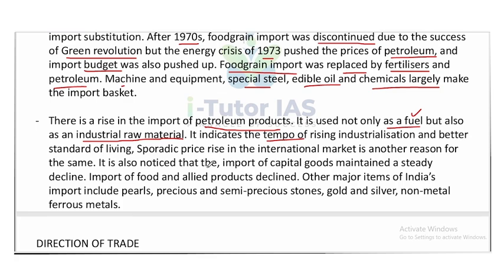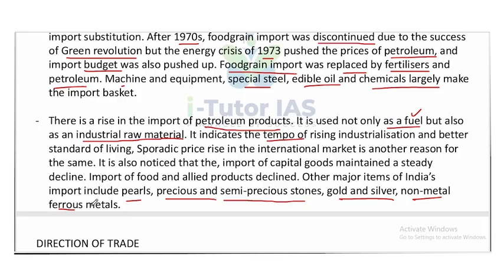It is also noticed that the import of capital goods maintained a steady decline. Import of food and allied products declined. Other major items of India's import include pearls, precious and semi-precious stones, gold and silver, and non-ferrous metallic minerals.